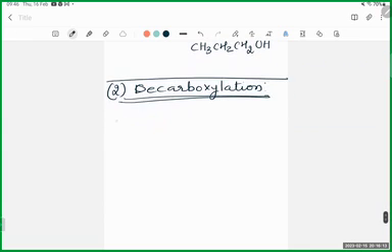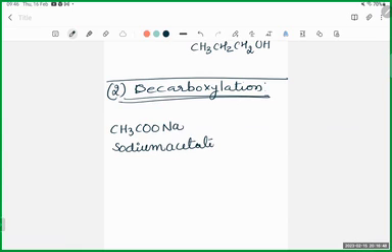So we take a carboxylate salt, basically. We can take sodium acetate, sodium ethanoate, or sodium propionate. All such compounds can be taken and used to show decarboxylation, right? So we get over here CH3COONa, sodium acetate. This salt is taken and treated with soda lime.